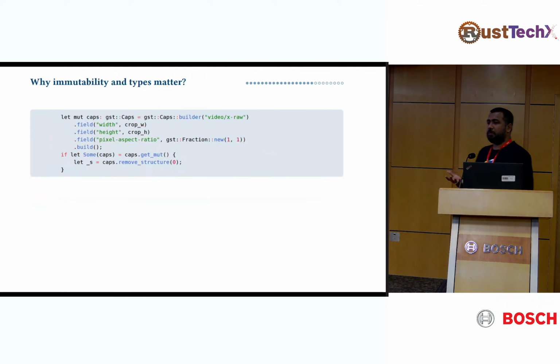So Rust immutability basically helps to make sure that we are not mutating anything that we actually don't have a reference to, unlike in C where you might try to mutate something which shouldn't have been mutable in the first place.